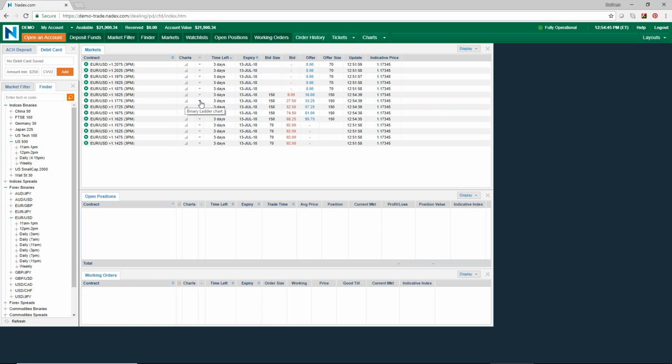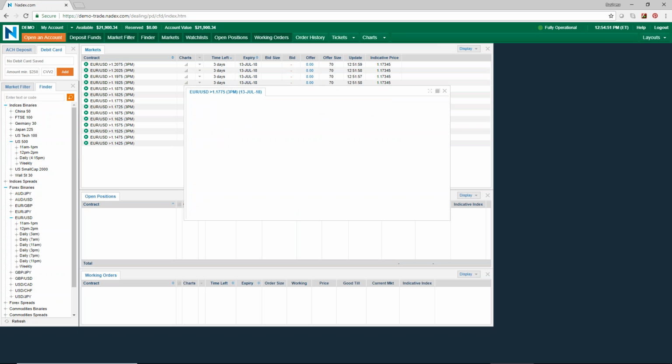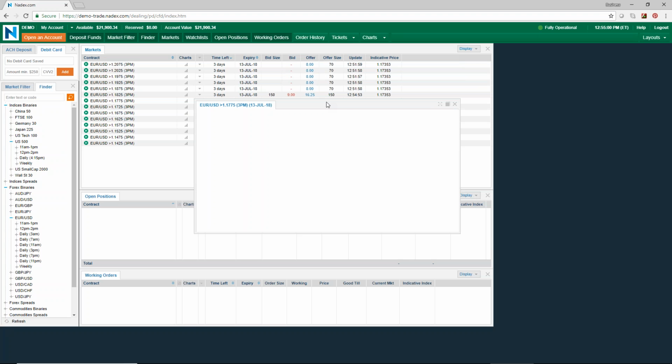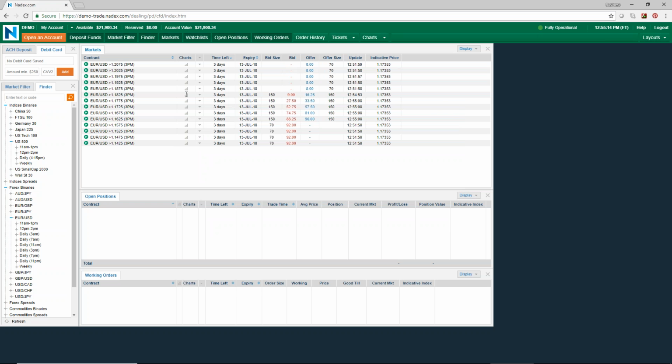Let me see if the charts are working here. Let's go to a quick chart. It seems like Nadex might be having a little bit of a problem with the platform. I'm not sure why that is. Yes, we're not getting anything just yet. Let me try something else here, see if one of these links works.